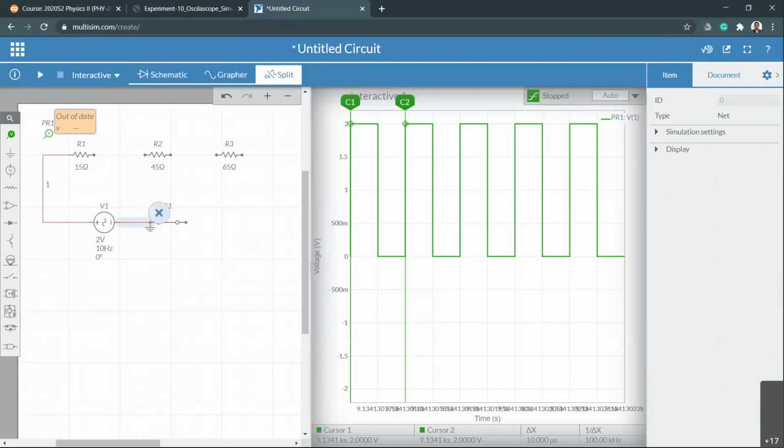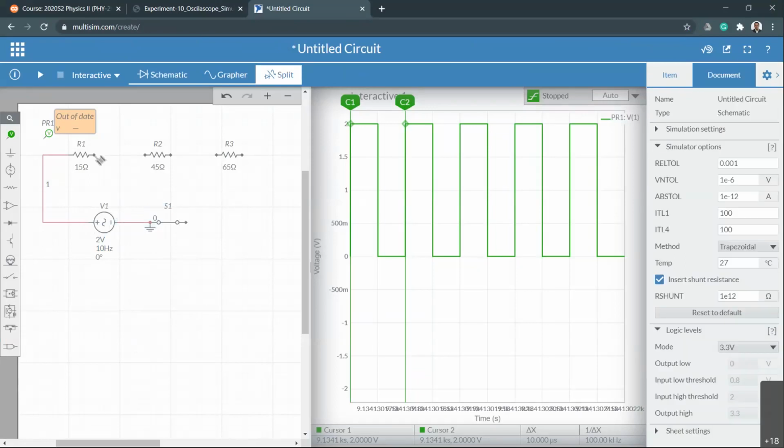Okay, follow me. Okay, connect all the segments between resistors.